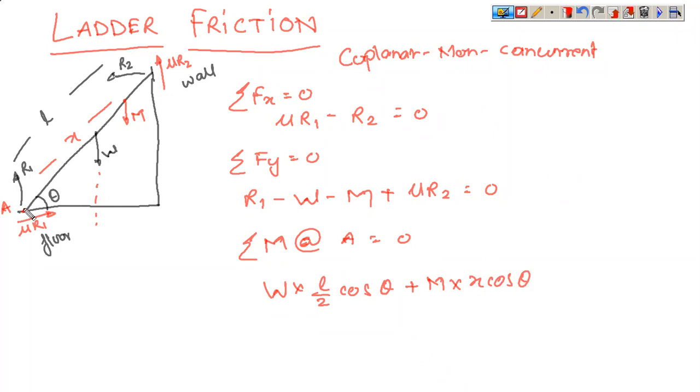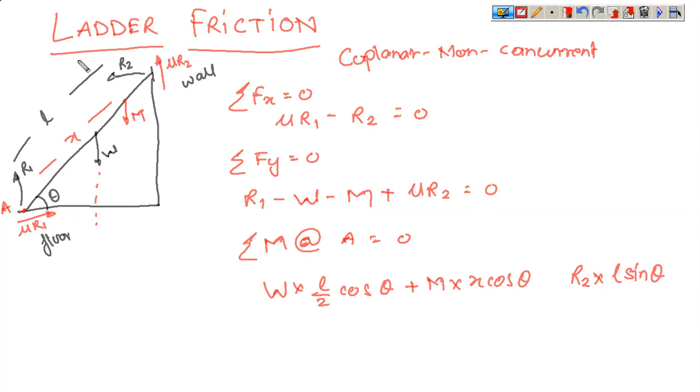Because M is at a distance of x cos theta, the perpendicular distance from A for M will be x cos theta. Now R2 into the perpendicular distance for R2 will be how much? This height. So this height is L sin theta.